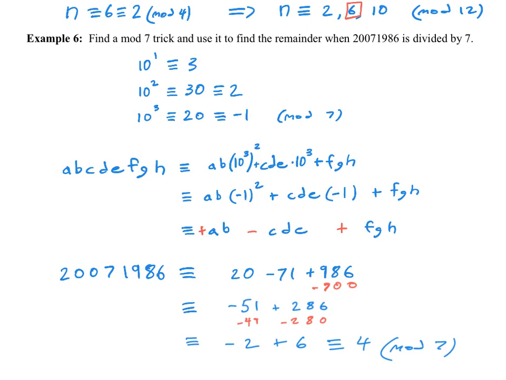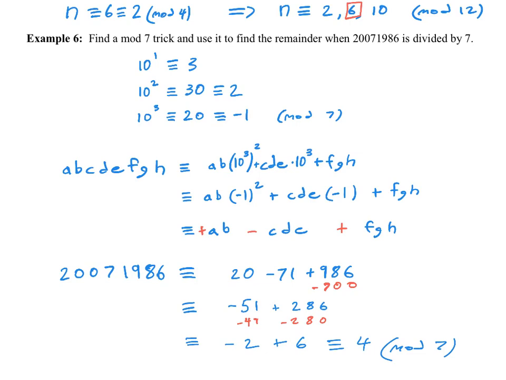And this method that we just used, I think that's a lot quicker than long division. Once you know about this method, of course. I mean, maybe the whole problem did take us some time to figure out the trick, but now we can continually use this trick over and over and over every time we want to divide things by 7.